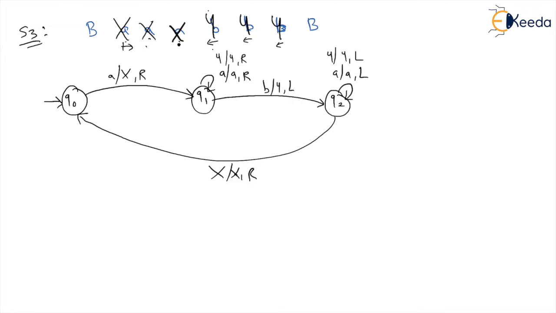And Q2 on receiving capital X goes to Q0 by keeping X as it is and moving to the right. So now X, keeping it as X and moving to the right, takes me to the first Y as circled over here. Now this is for the first time in the history of this Turing machine that in state Q0 I am getting an input symbol capital Y, and Q0 is not capable of handling it.